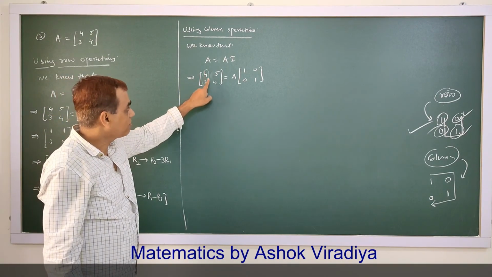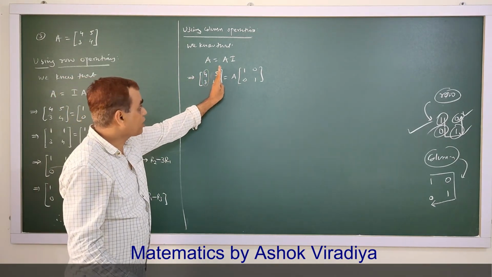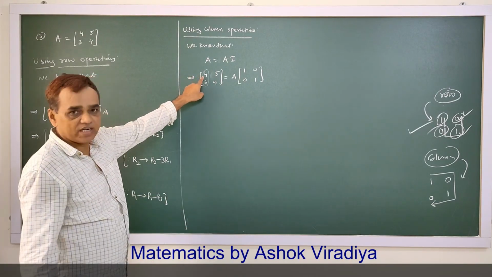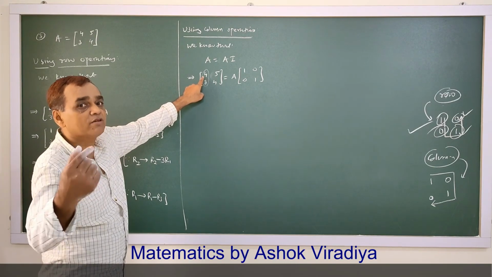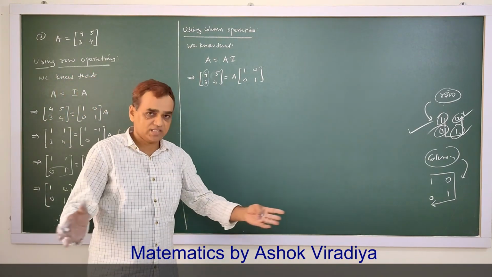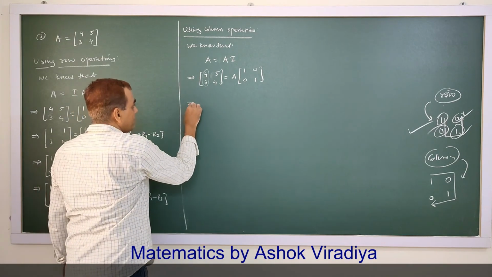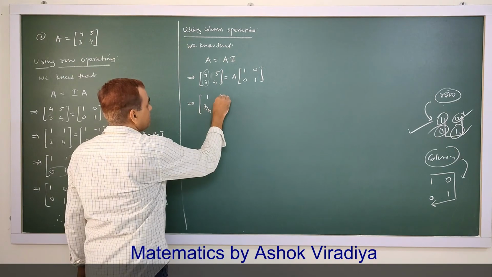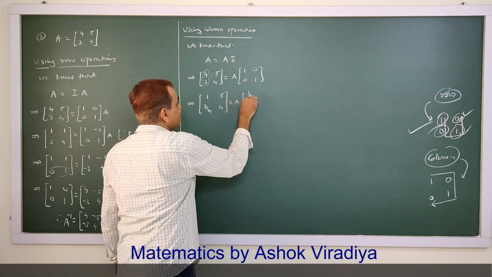Divide by 4, or subtract the second column from the first column, and you will have minus 1 here. Then in the next step, multiply that column by minus 1, and you will get plus 1. So you can do it by any means. Let me divide by 4. Dividing by 4, this is 1, this is 3 by 4, and 5 by 4.